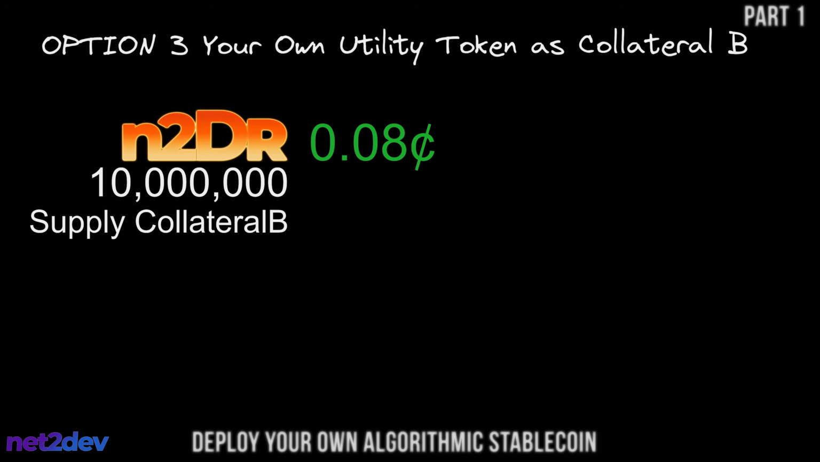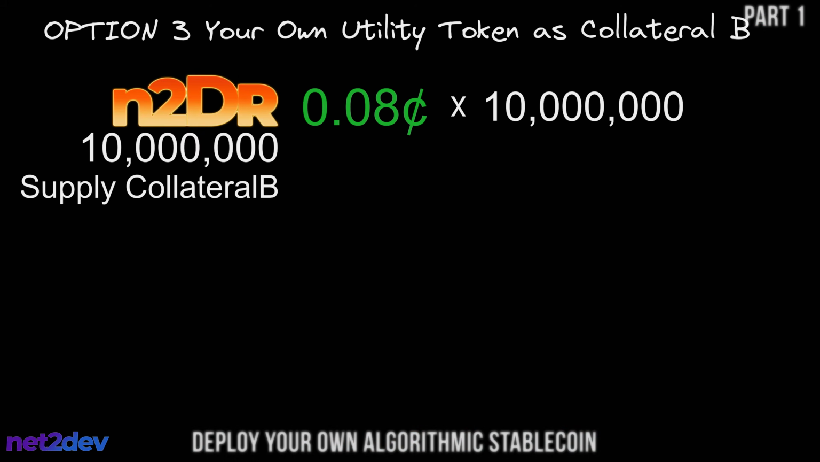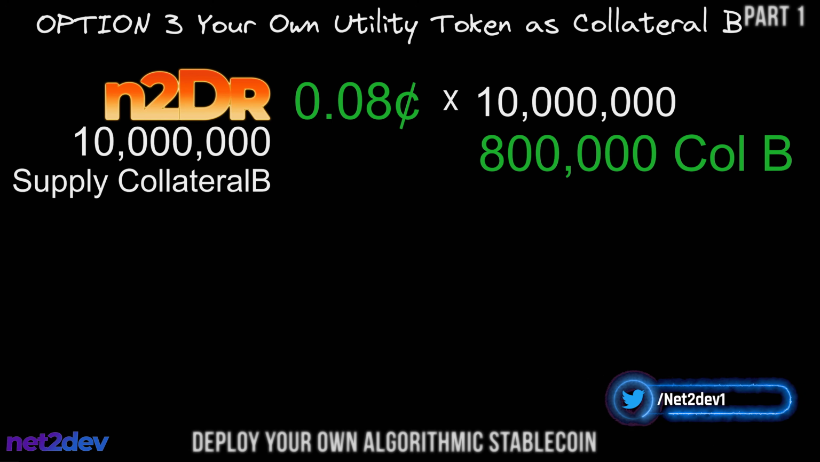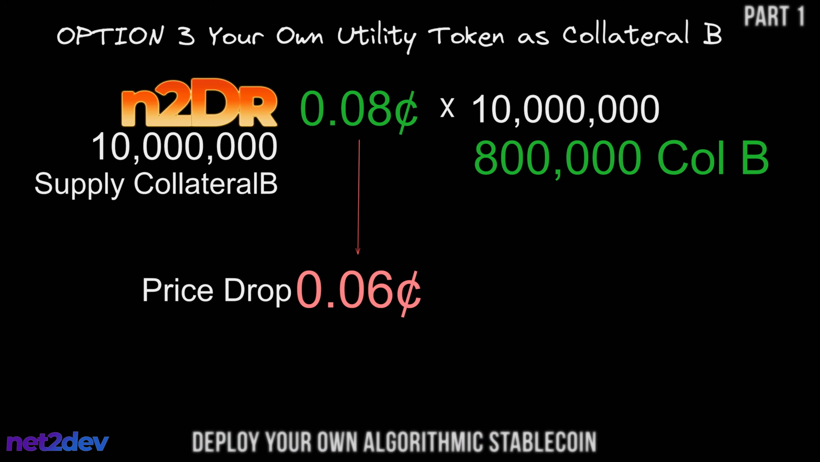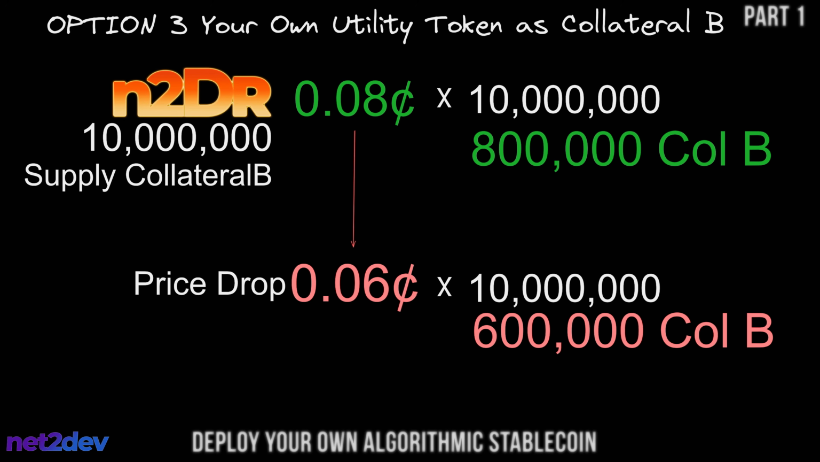At the time when I launched the stablecoin, the value of N to the R was 0.08 cents, okay? Which means that every single coin was worth 0.08. If we multiply 0.08 times 10 million, we should get $100,000, which is the collateral needed to satisfy the 100%, okay? The problem is the following. Now we are facing the same issue as we faced with Ethereum. Price went down. Now the N to the R token is worth 0.06, okay? Which means we lost 2 cents on each token as the collateral value.